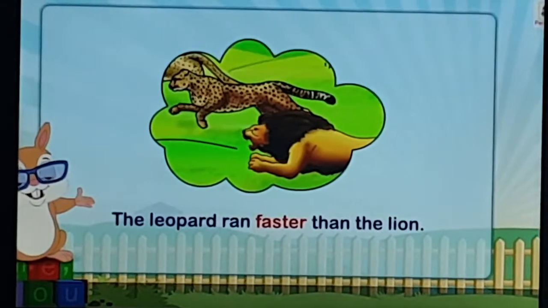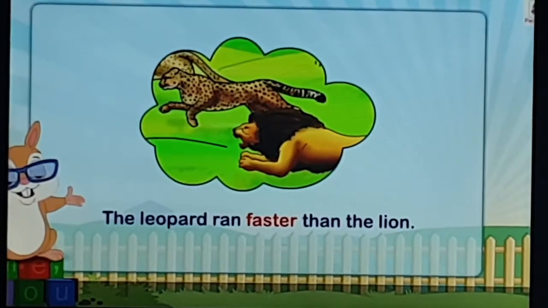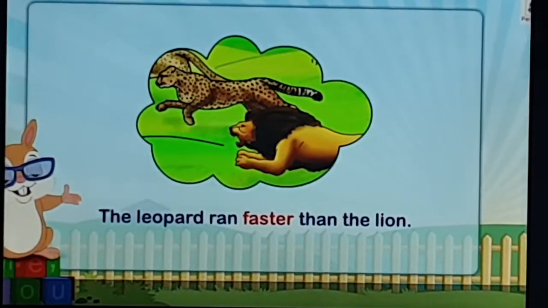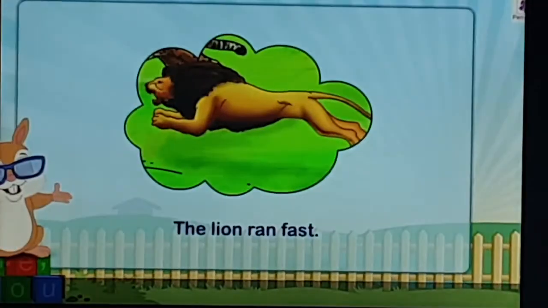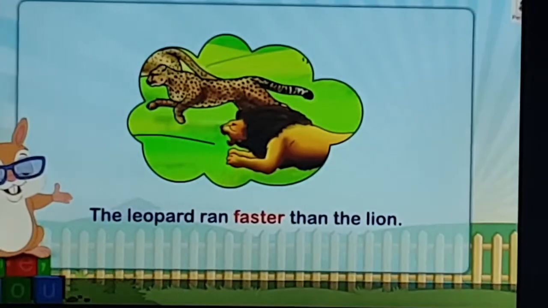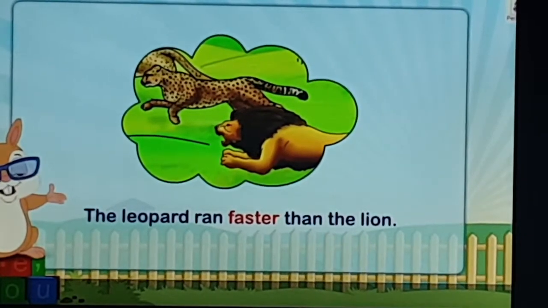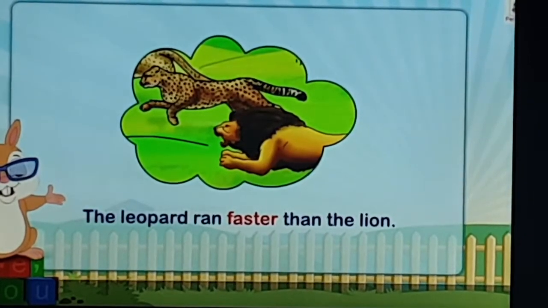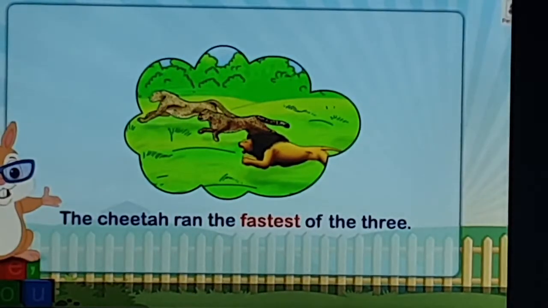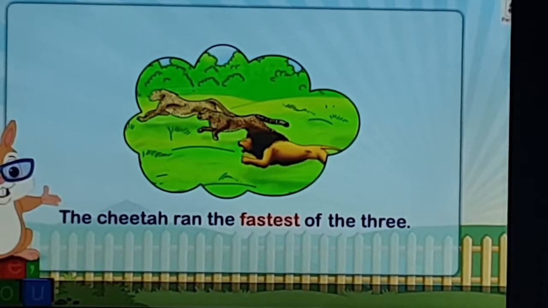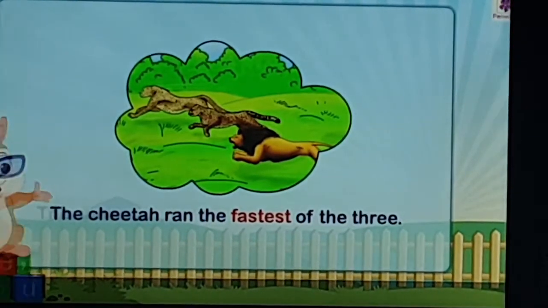So here in the next we are comparing two animals. The leopard ran faster than the lion. Fast in the previous example is the adverb, but here when we are comparing two animals and we have to use an adverb for a single syllable word, we use faster. And in the next, the cheetah ran the fastest of the three. Here we are using est.